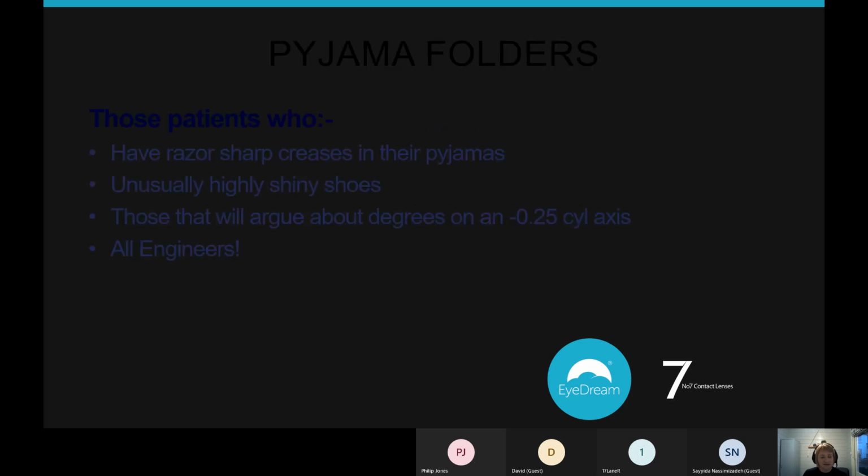So I think you will recognise these kind of patients. These are those patients who have razor sharp creases in their pajamas, very shiny shoes, but optically they're the ones that will argue about the axis on an 0.25 cyl. They're the ones that collect their new specs and they cover one eye and then they cover the other eye. And then my favourite kind of patients are the ones that start doing weird head movements, trying to find a blurry bit of the specs. They're the ones with the records that when they were paper records were a big stack of paper records for all the non-tolls that they came back for.